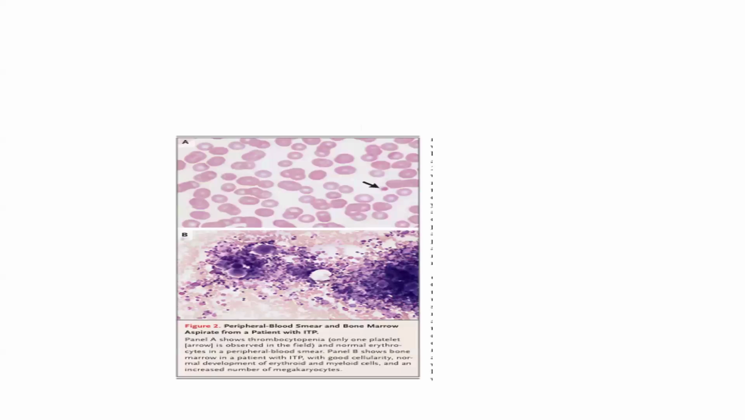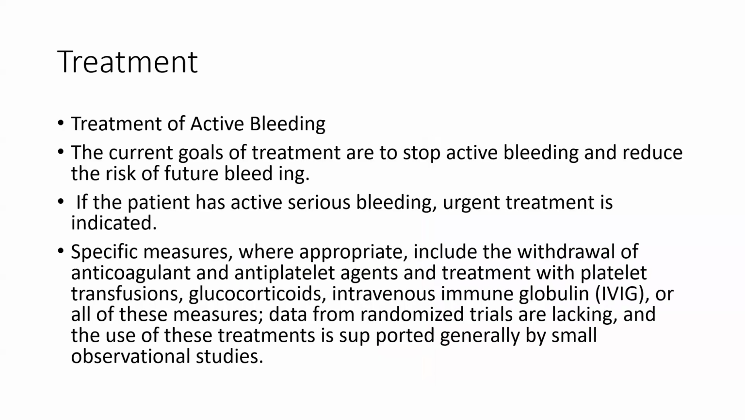A peripheral blood smear and bone marrow aspirate. Panel A, the peripheral blood smear, shows thrombocytopenia and normal erythrocytes, and panel B shows bone marrow in a patient with ITP with good cellularity, normal development of the erythroid and myeloid cells, and increased number of megakaryocytes.